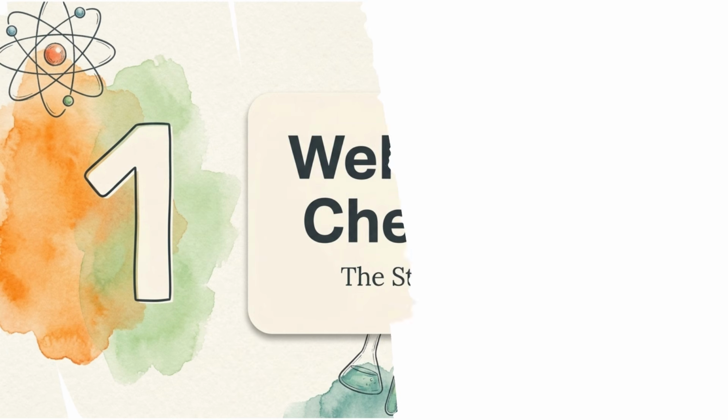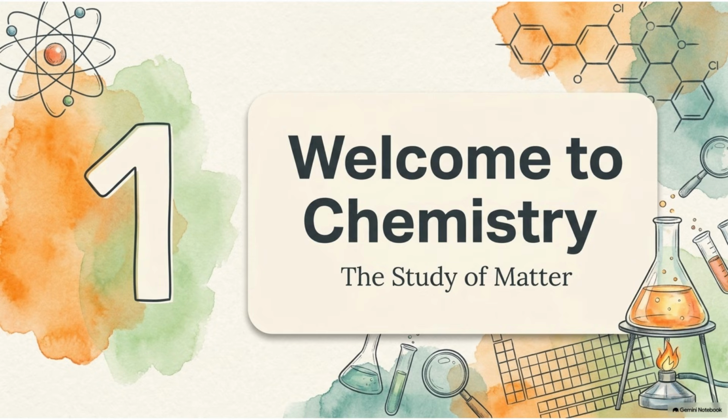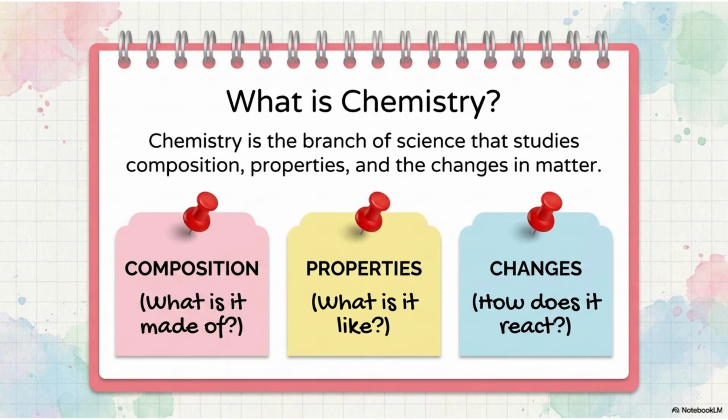Chapter 1. Welcome to Chemistry. Let's start right at the foundation. At its core, chemistry is simply the study of matter, and it basically relies on three main pillars. First up, composition. Like, what are the actual building blocks? Second, properties. Is it a solid crystal like salt or a liquid like water? Properties help us categorize everything. And third, changes. How does it react with other things? Together, these three pillars help us totally decode the physical world.